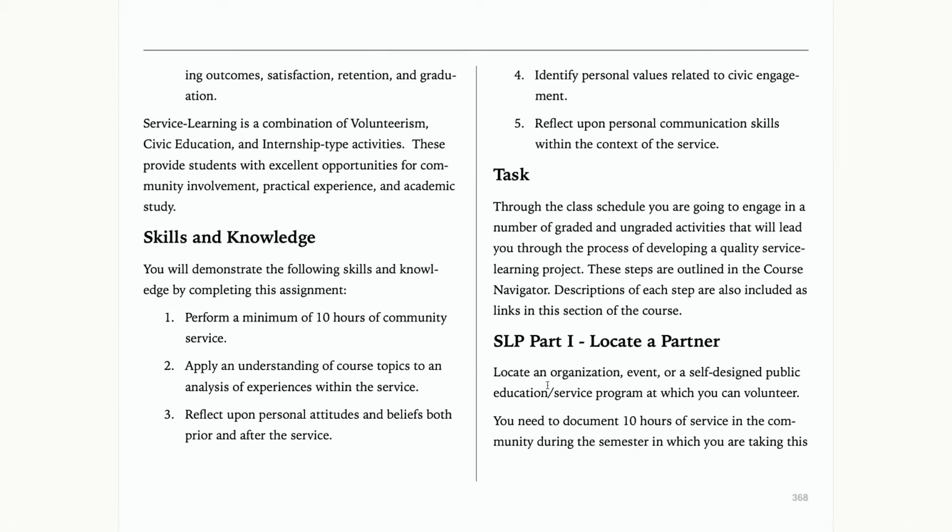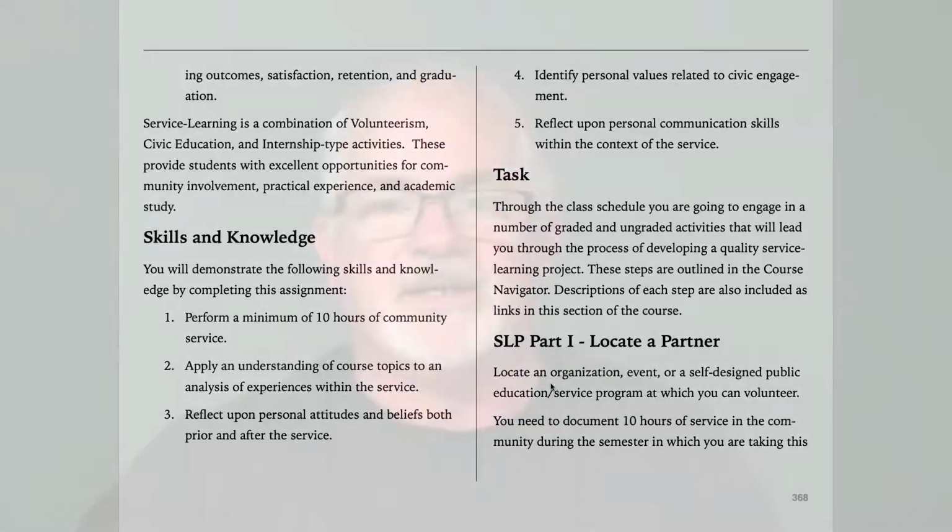So the first thing you have to do is locate a partner. By partner, we mean that community partner out there, that community organization, that nonprofit that's out there. And there's not a whole lot of places that you can't do this. So it's better for me to list what you can't do. I don't want you to do one-on-one service. I don't want you to do personal care. I don't want you shopping for grandma. If grandma needs somebody to shop for them, you should be doing that already. Not as a service learning project.